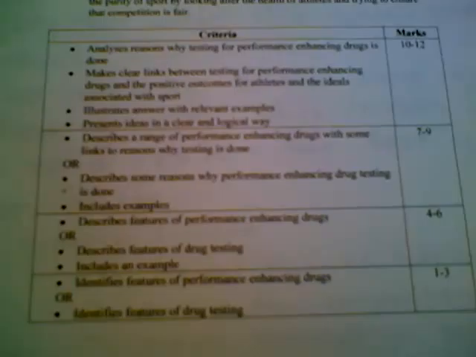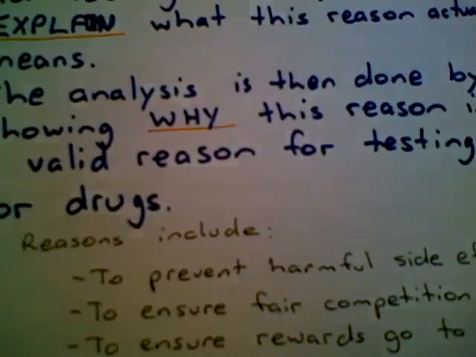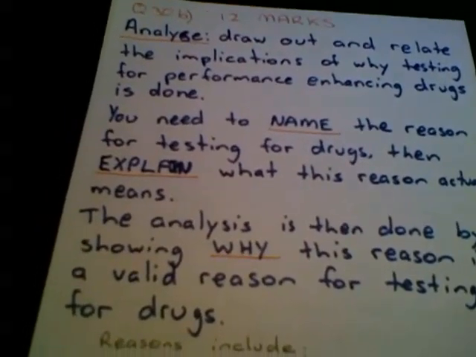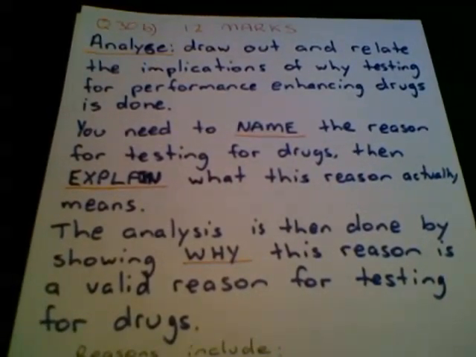So let's have a look at this analysis in the context of this question. When we analyse, we're drawing out and relating implications of things. In this question, we're drawing out and relating implications of why testing for performance-enhancing drugs is done. So firstly, name the reason for testing for drugs, then explain what this reason actually means. Then we analyse by showing why this is a valid reason for testing for drugs. If you have not done this part, you have not done the analysis. That means you've only described a reason for testing for drugs. You have not analysed the reason.